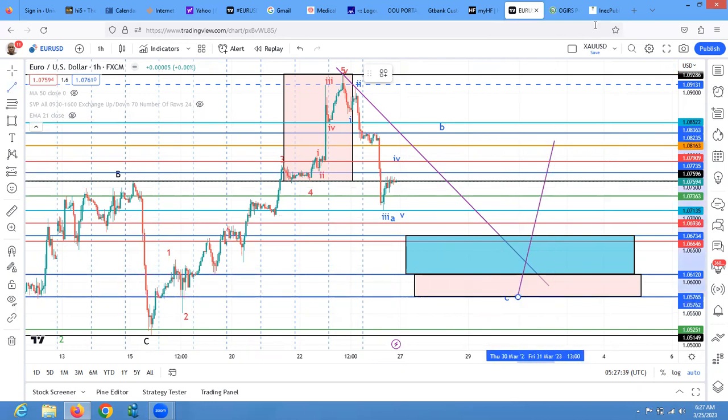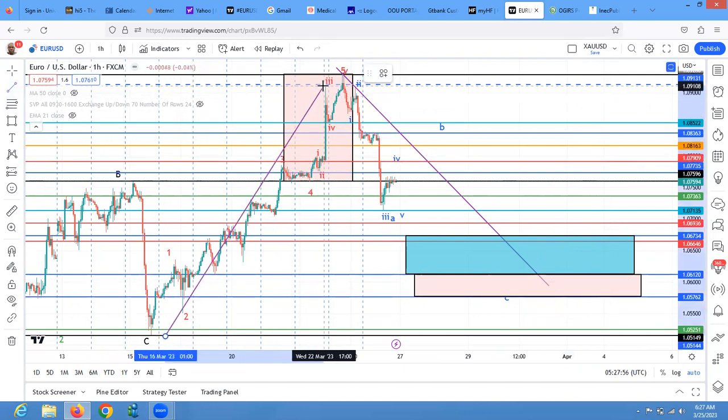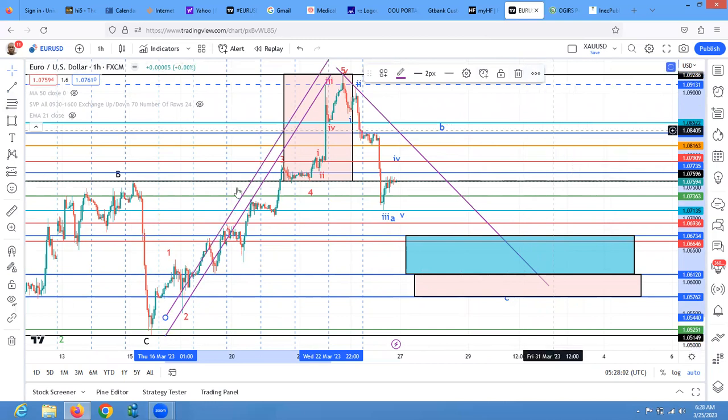I expect this move. At least, I expect the move that will be more. Once it's more than this move, it's telling you it's an impulse. Once it breaks that, it's telling you it's an impulse.